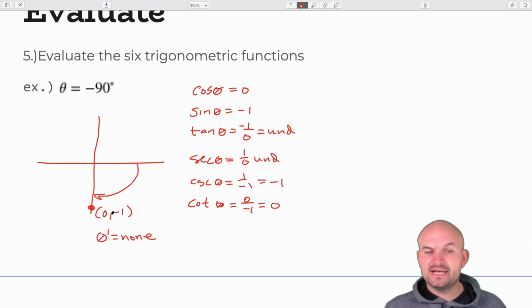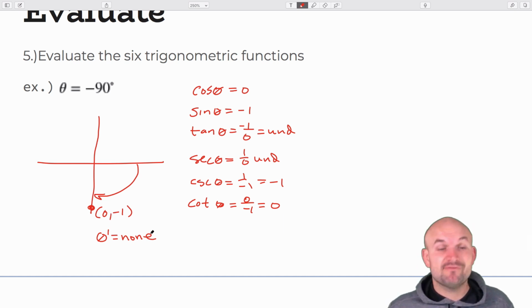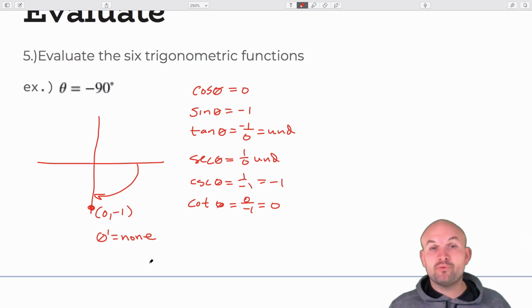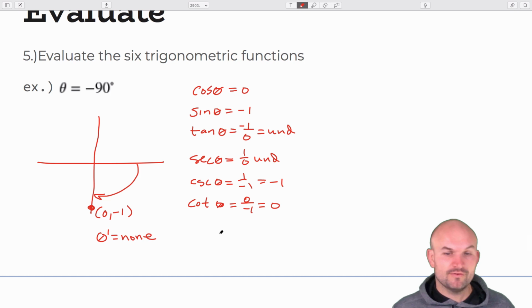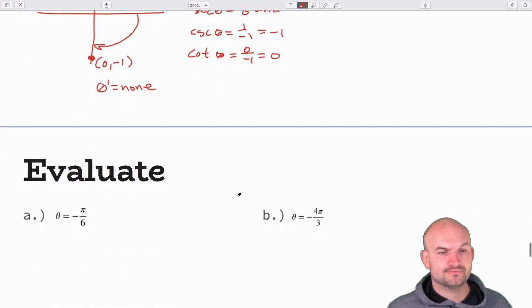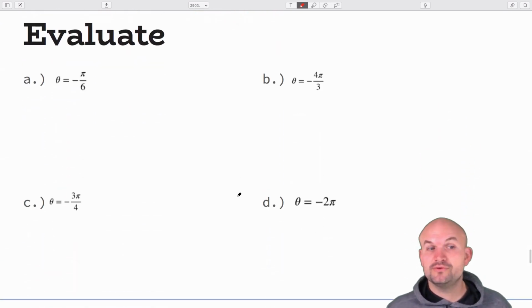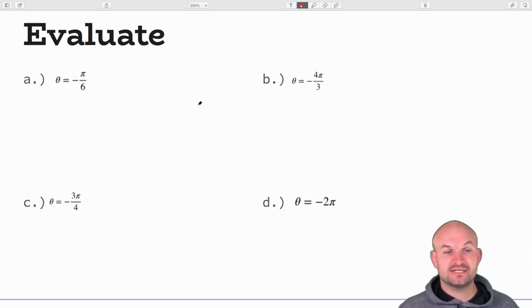I have 0, comma, -1. I do not have a reference angle, but again, I don't need a reference angle because I already know the point on the unit circle. So in this case, cosine is 0, sine is -1, tangent is going to be y over x, which is undefined. Secant is 1 over x, which is undefined. Cosecant is 1 over -1, which is -1, and cotangent is 0 over -1, which is 0. So let's go ahead and work through these. Again, really the same process.